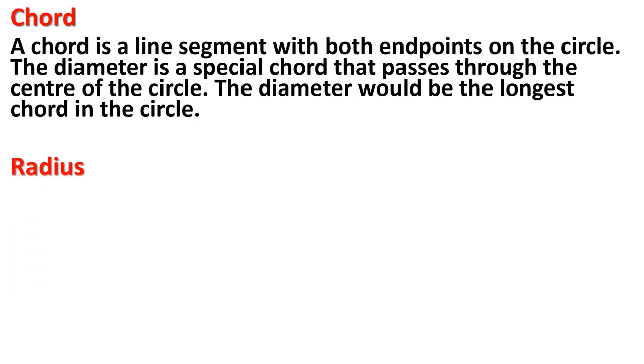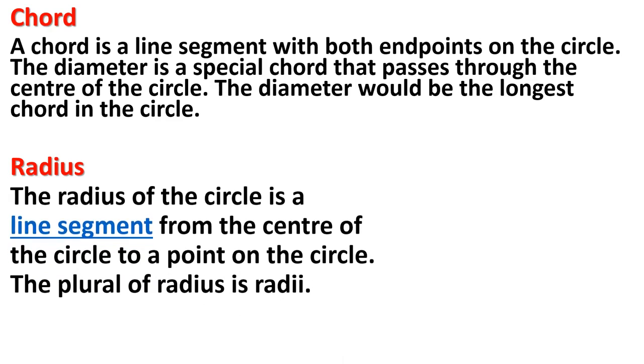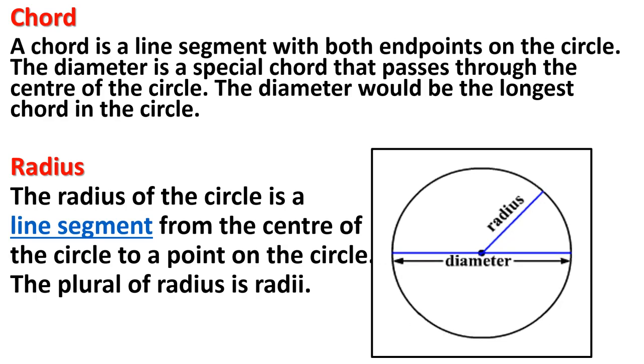Next is radius. The radius of this circle is a line segment from the center of the circle to a point on the circle. This I have told you. This is the distance from the center of the circle to the point on a circle. And what is the plural of radius? Plural of radius is radii. We will call it radii. Now see the figure.